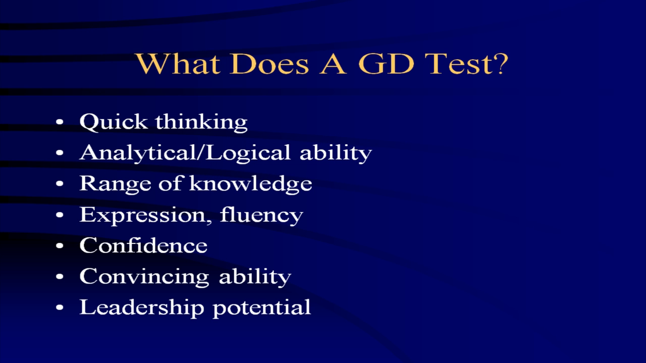Now coming to the next slide, what does a GD test? Quick thinking. It means you are responding in a very short time. Not only thinking but also giving a logical answer, if you are thinking correctly and using your thoughts in a logical way. Range of knowledge: how wide your knowledge is. They are also checking your range.